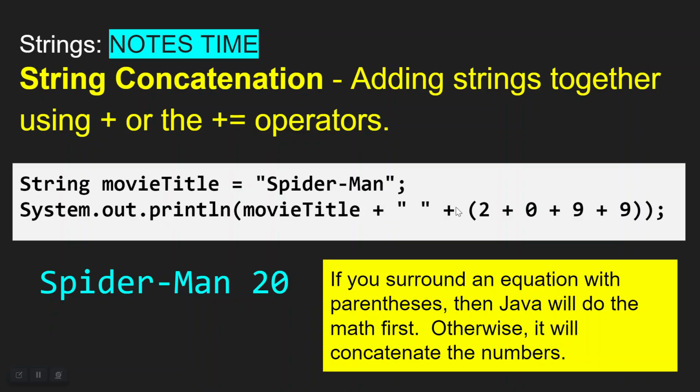However, if you were to do this, if you surrounded the 2 plus 0 plus 9 plus 9 with its own set of parentheses, well, now PEMDAS is going to apply. And when Java goes to compile this line, it's going to want to get rid of this extra set of parentheses first. So it's actually going to add all of those together, and it'll get the integer 20, and then 20 would be concatenated as a string. So that's important to note that if you add an extra set of parentheses, it will actually do the math first.